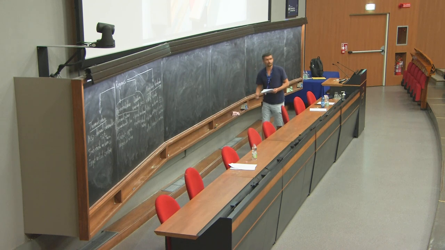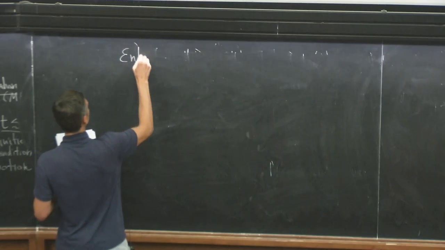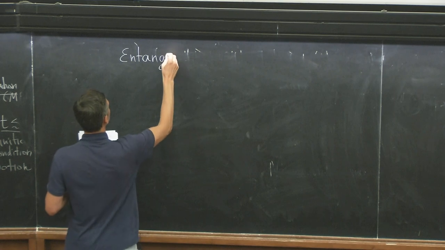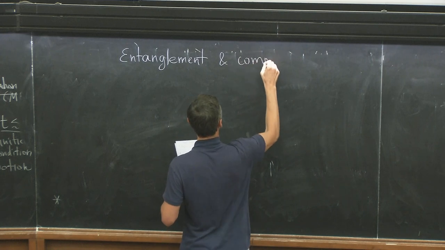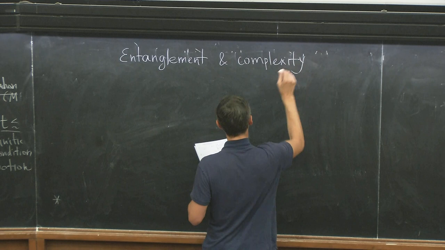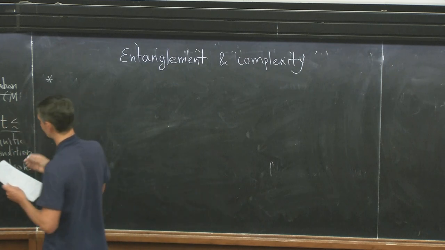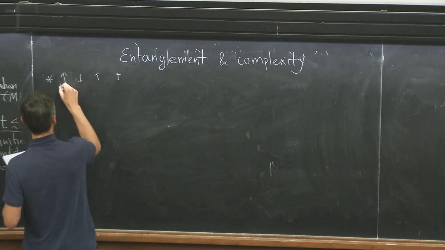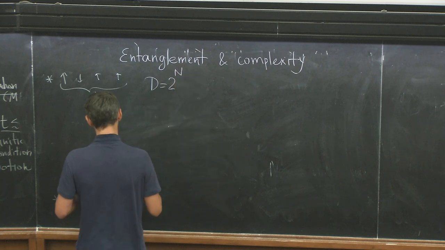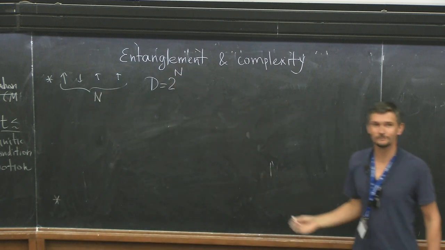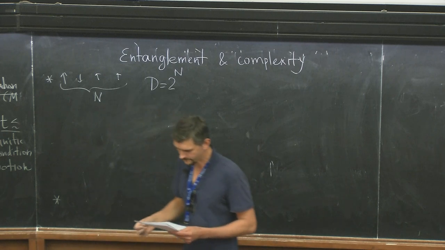Now, in the title we had entanglement, and let me just spend 5 minutes commenting on the link between entanglement and complexity, at a very naive level. Let's say I have a spin system of n spins. It has Hilbert space dimension of 2 to the power n. And you can wonder, it's a large Hilbert space, so how come we can actually understand anything at all about many body physics?